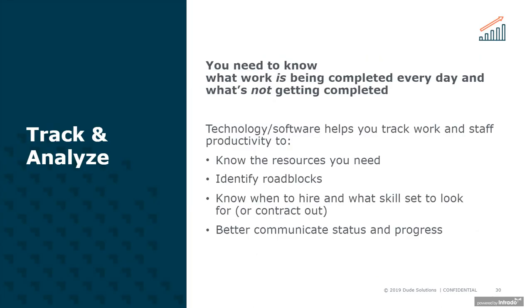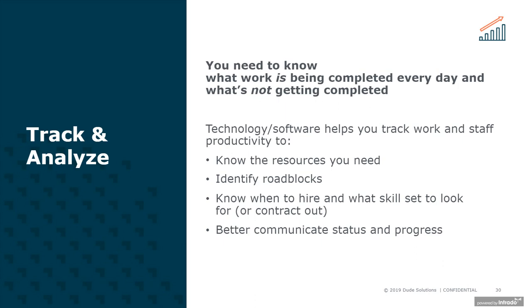Track and analyze. You need to know what work is being completed every day, and probably more importantly, what's not getting completed. A good maintenance management system is going to help you track that work, and it's going to show you the resources you need. It's going to identify where you have roadblocks, missing parts or parts in the wrong location, or workflow of how we're requisitioning staff to get to appropriate work orders. Know when to hire, when to look for possibly contract, or even maybe when we may not need to hire in a certain role. Really identify where we need that precious increases or decreases in our team.